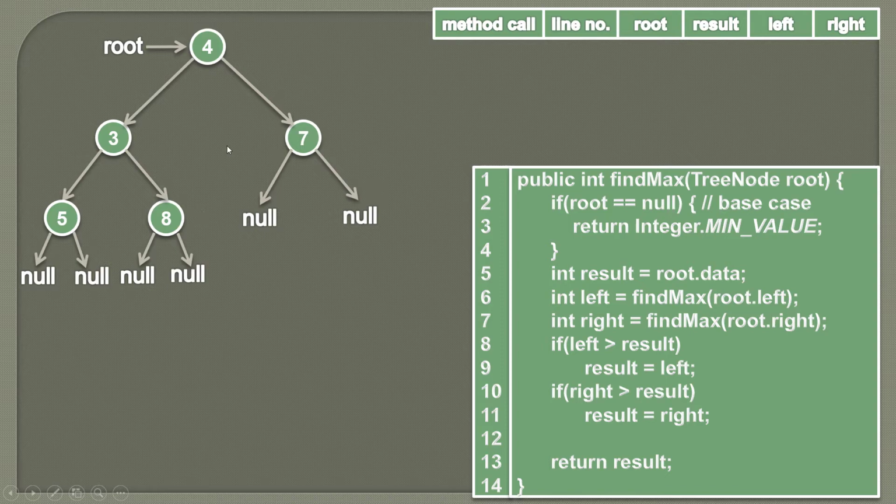So looking at this binary tree, we know that 8 is the maximum value. But how to find whether 8 is the maximum value in this binary tree is using this algorithm, which is recursive in nature, because here you can see the method name is findMax, which takes in a root, and inside that it again calls findMax. So here the findMax method is calling itself at two places, at line number 6 and line number 7. So therefore this algorithm is recursive in nature.